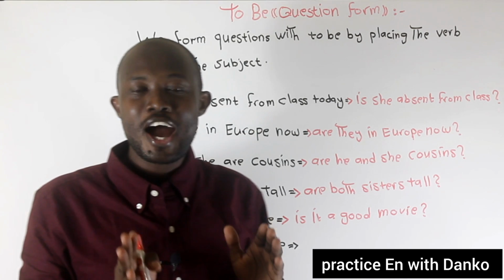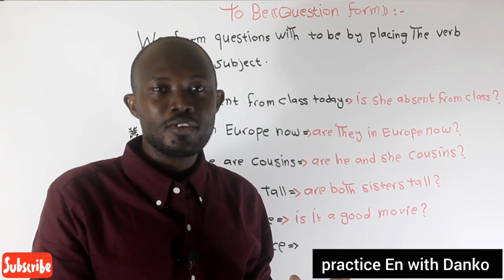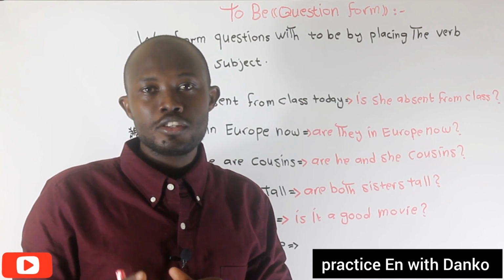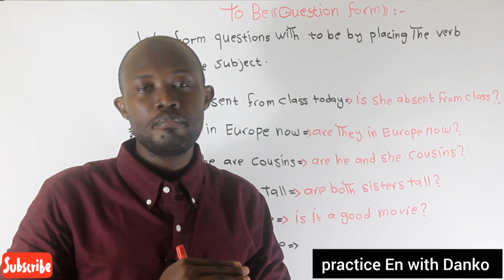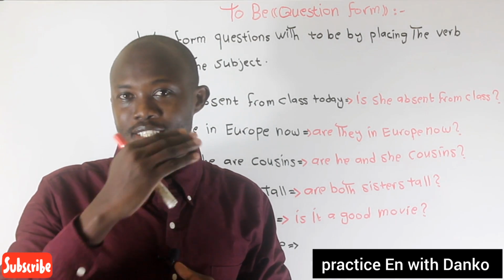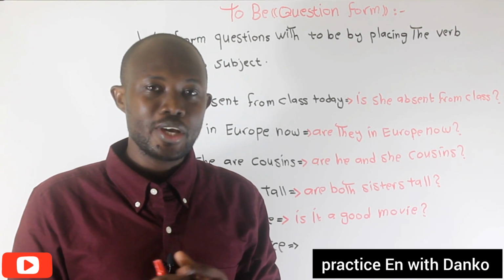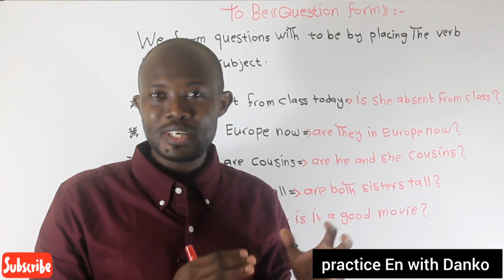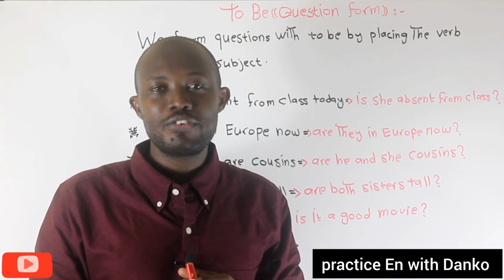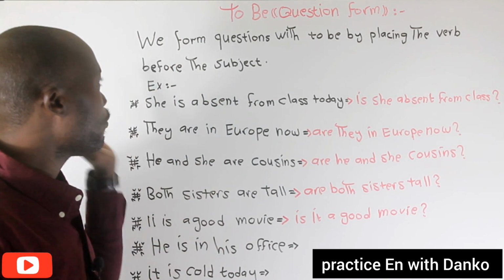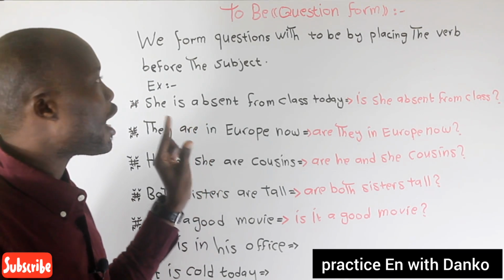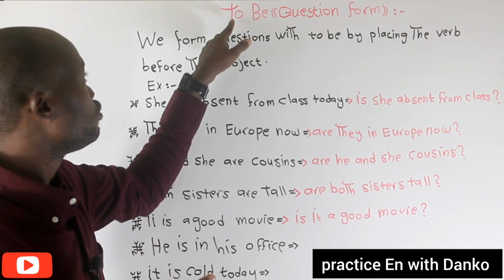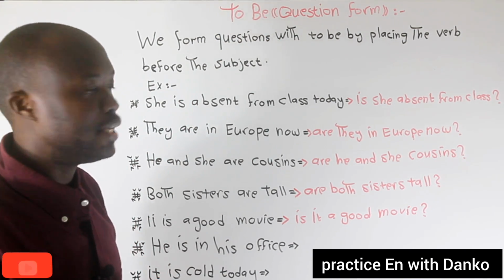The second thing is that you have to determine what the verb is and what the subject is. Once you determine the verb and the subject, you place the verb before the subject, and that directly becomes a question without the WH questions. So let's use some examples to make this more useful for you. We already know the rules for making a question with the verb to be.